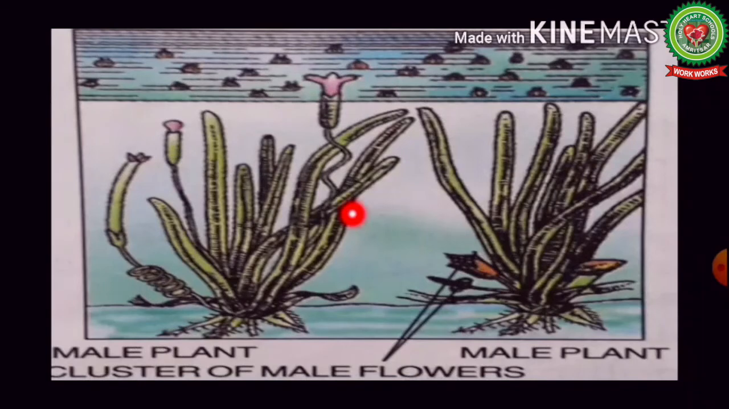Students, in Vallisneria, pollination is very interesting. The female flower has a long stalk, whereas the male flower has a short stalk and is submerged. Submerged means completely under the water. Before pollination, the male flowers detach from the parent plant and they are carried by water currents up to the female flower. In this way, pollination takes place.